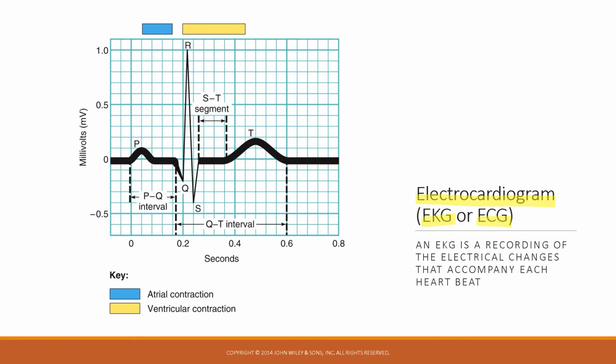Now the first wave that we see is called the P wave. This is a small upward deflection in the ECG, and the P wave represents atrial depolarization. Remember that atrial depolarization is going to spread from the SA node through contractile fibers in both atria.